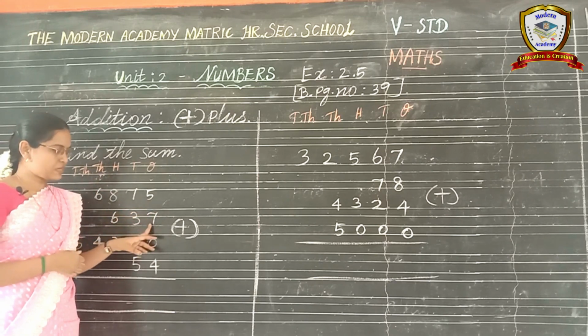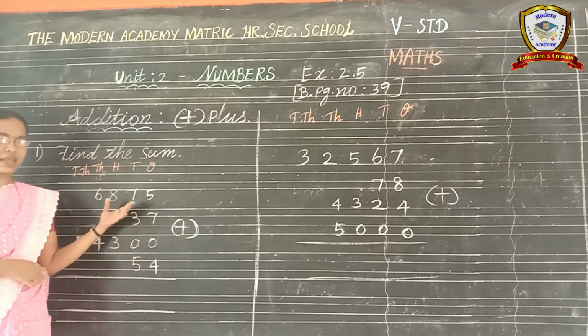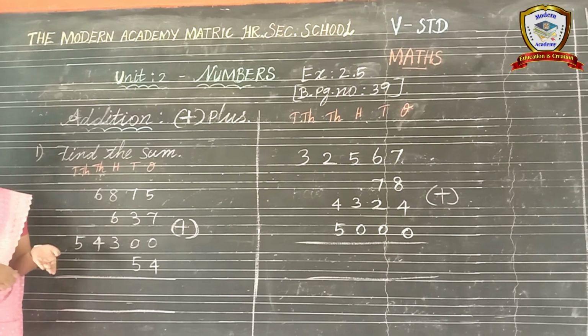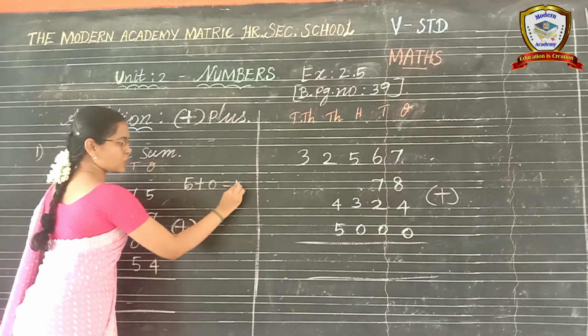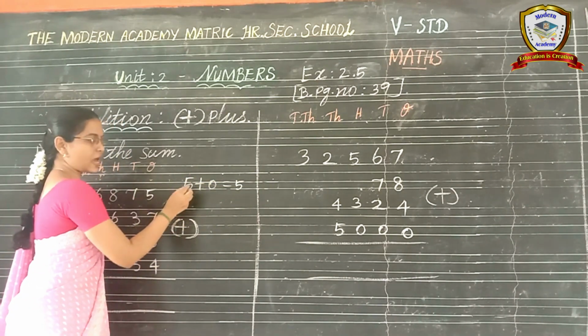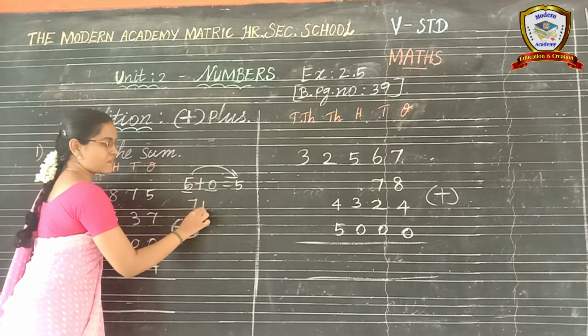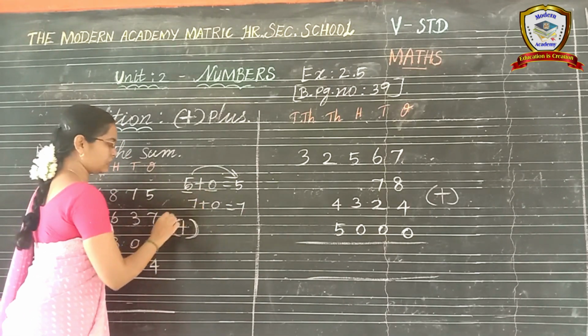Okay, so 5 plus 7 is 12, 12 plus 0 is 12, 12 plus 4 is 16. We can add any number with 0, and we get the same number only. 12 plus 0 is 12, 5 plus 0 is 5. 7 plus 0 is 7. Don't forget this. Okay, this is very important.